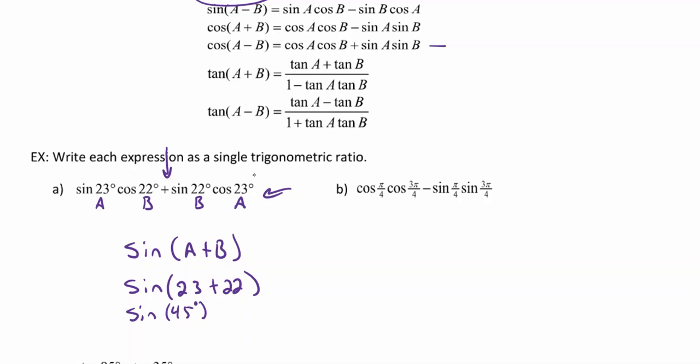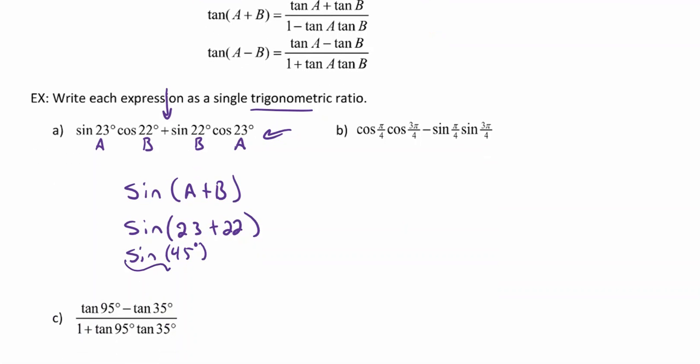Now, it wants it as a single trigonometric ratio, right? So that's really asking, what is sine at 45 degrees? So sine at 45 degrees is just root 2 over 2. That's the y value at 45 degrees.